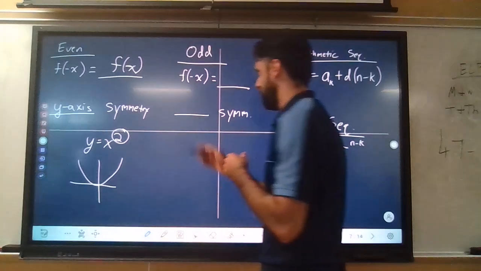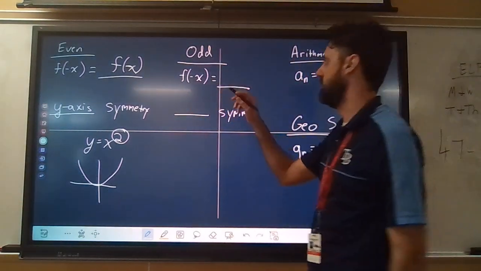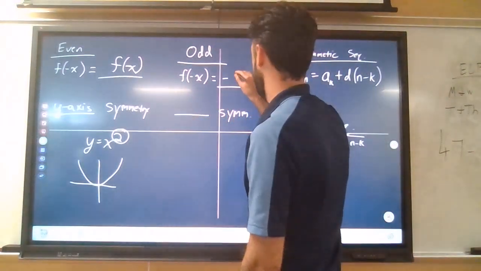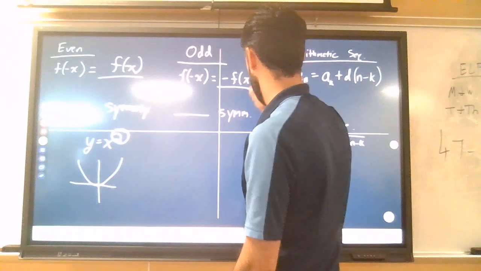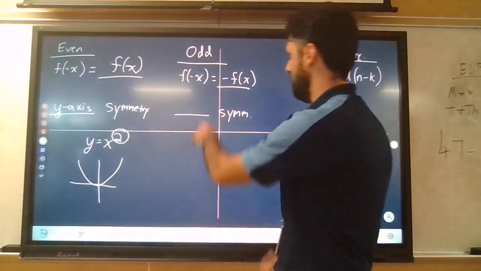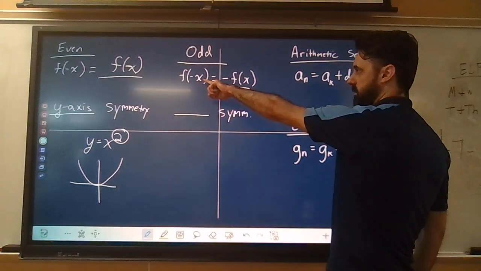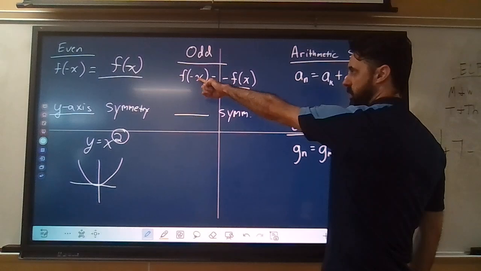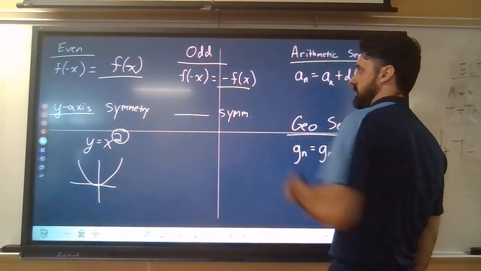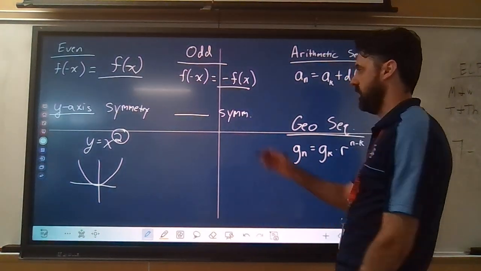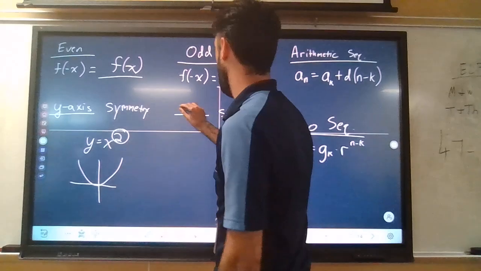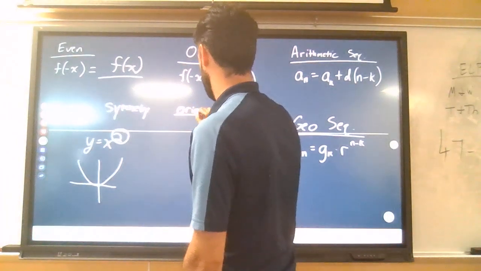Odd functions, if we start with f of negative x, this one is going to be equal to negative f of x. Which means if we change the sign of the x coordinate, it changes the sign on the y coordinate as well. These are going to have symmetry about the origin, or you could say rotational symmetry.